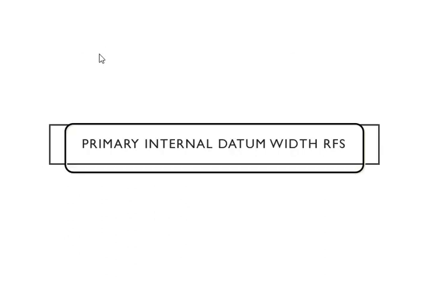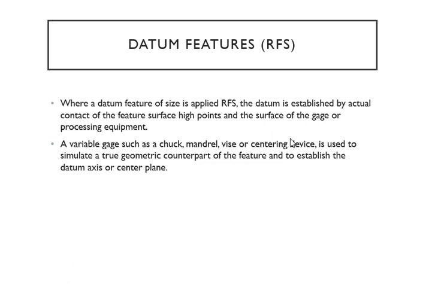All right, the next one is a primary internal datum with your RFS. RFS is a review, for your datum feature of size. We know that your datum is going to be realized by the actual contact of the feature surface, the high points in between the two surfaces, your surface of the datum feature and also the tool, or your simulated datum, which is your physical gauge or processing equipment of some kind.